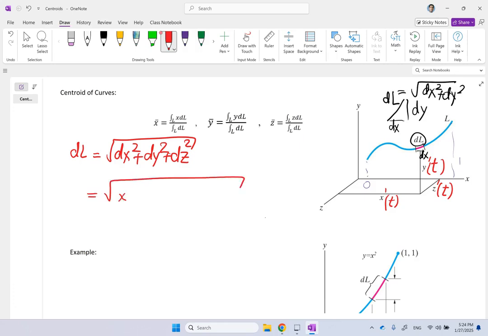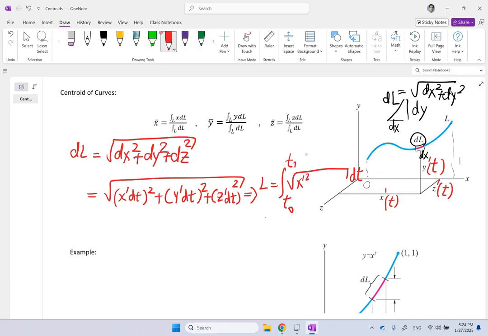So this is going to be the square root of this one. As I said, this is going to be x prime times dt squared, plus y prime dt squared, plus z prime dt squared. So if you bring out the square root, then L is going to be the integral of the square root, and then a dt, from t of 0 to t of 1, of x prime squared plus y prime squared plus z prime squared.